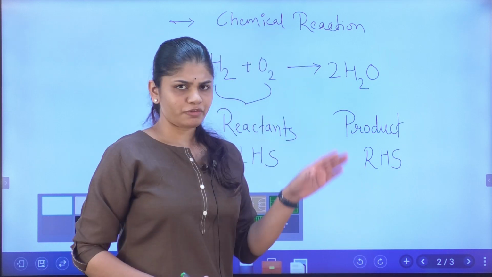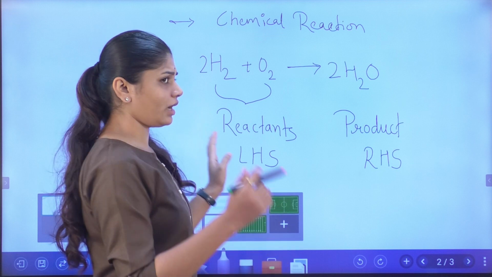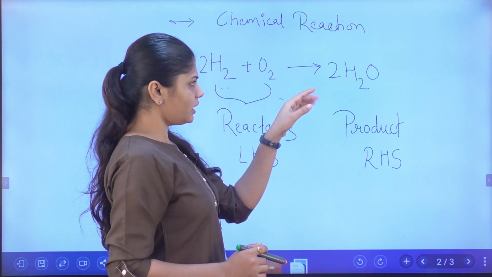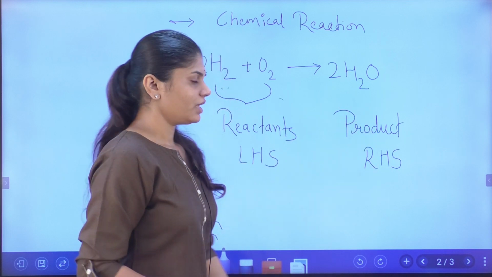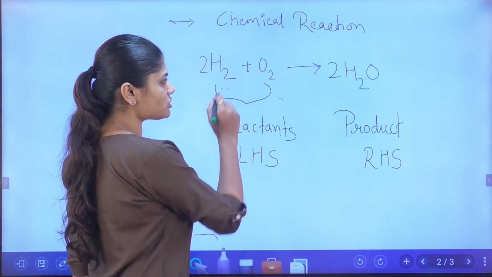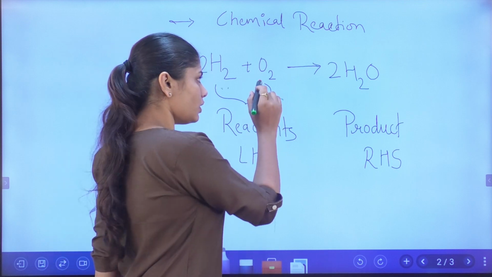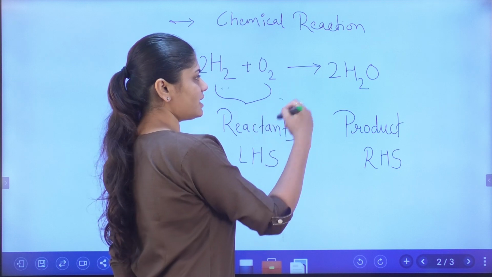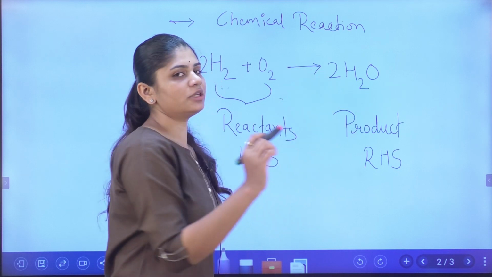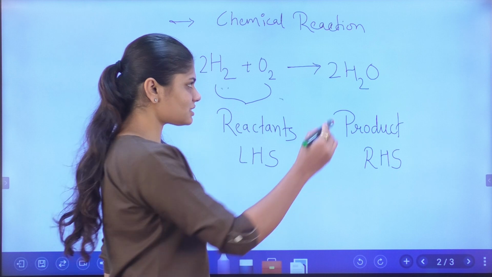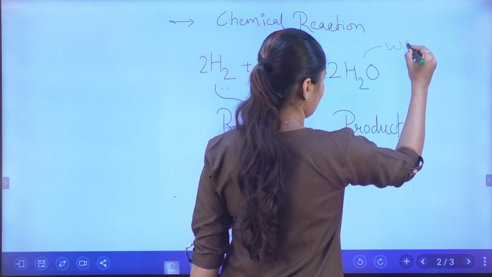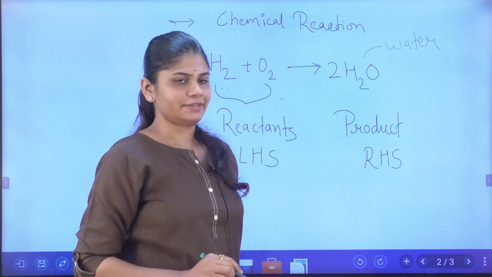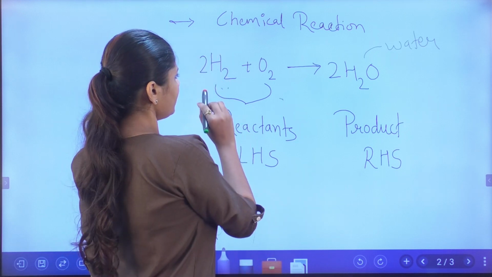Just take an example of this one. It's the old example that we have already written on the whiteboard. H2 plus O2 gives rise to 2H2O. What is happening here? Two hydrogen molecules combine with the oxygen molecule and give two molecules of water. This is nothing but water, this is the formula of water. Fine. So what is happening here?